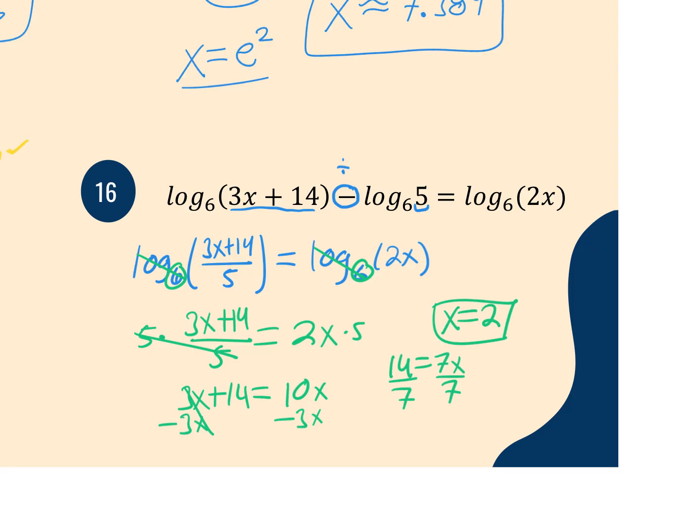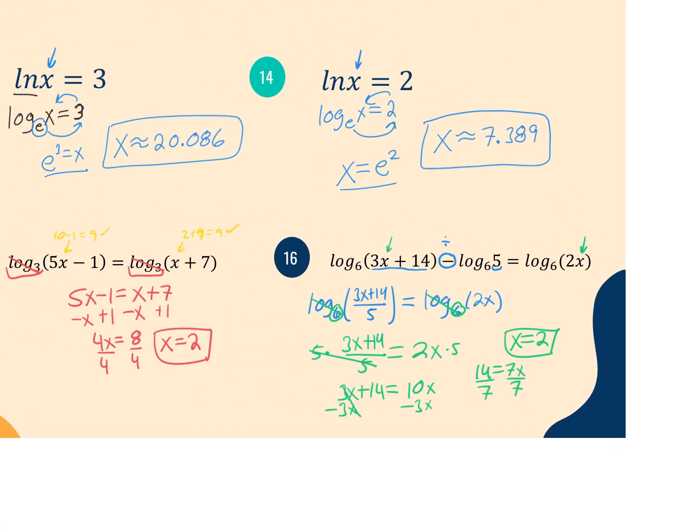All right. Once again, you can check when you plug it in. When you plug it in there, you're going to get a positive number, so that works. When you plug it in here, you're going to get a positive number, so it works as well. All right, so x equals 2 is a valid solution.